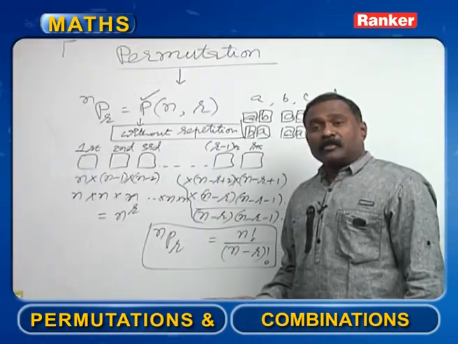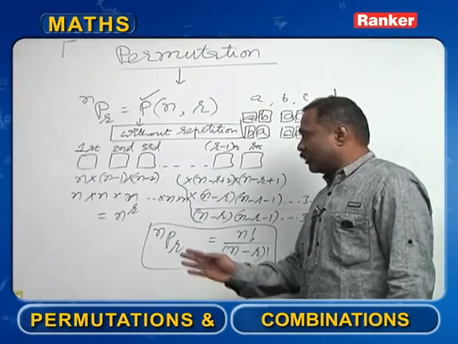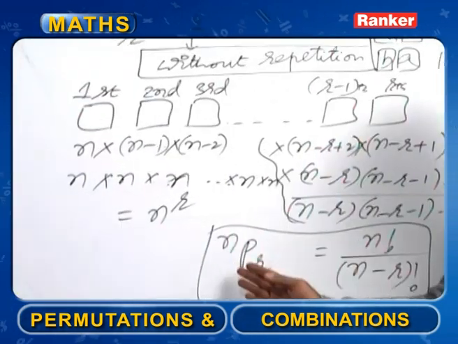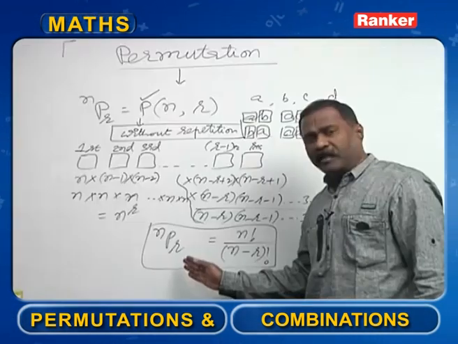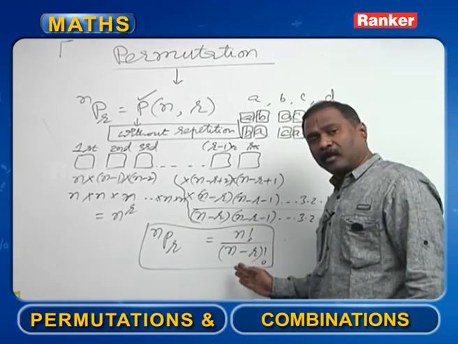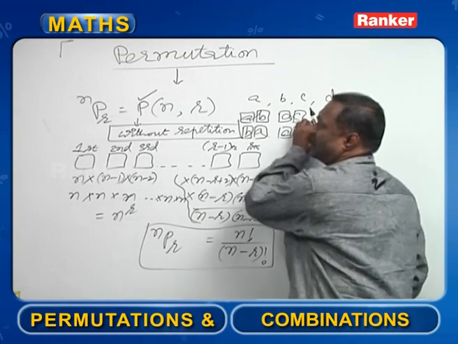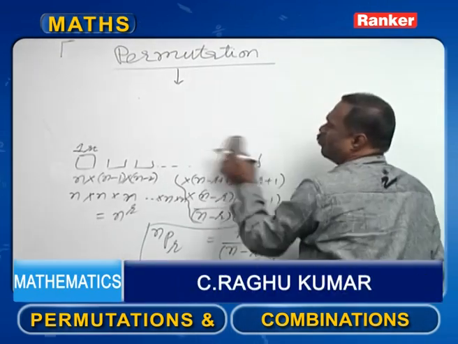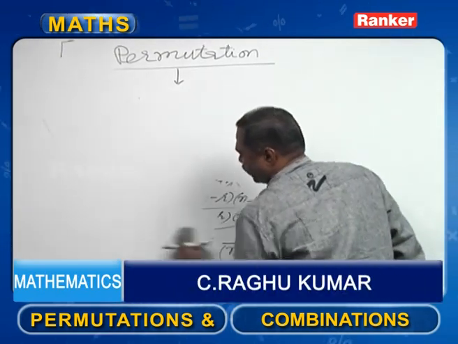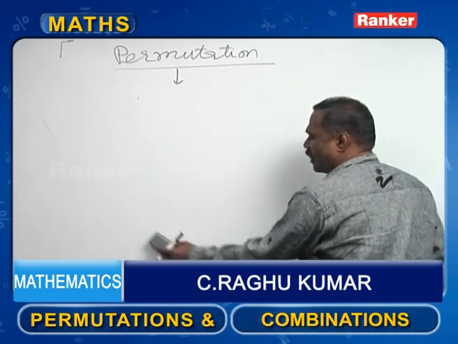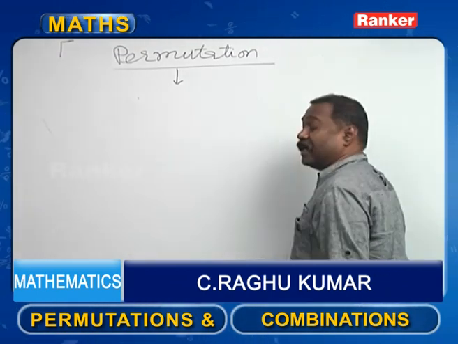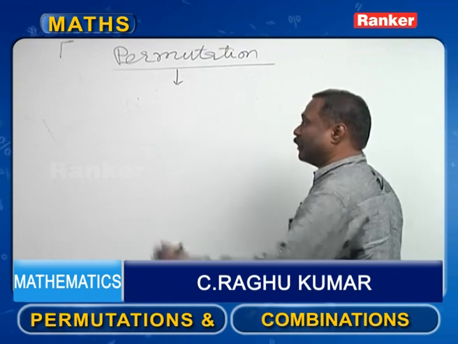So what is the conclusion here? Without repetition, nPr is nothing but n factorial upon n minus r factorial. With repetition, it is n power r. So let us write the final formula. I have derived this just to explain to you that this is also based on the principle of counting.